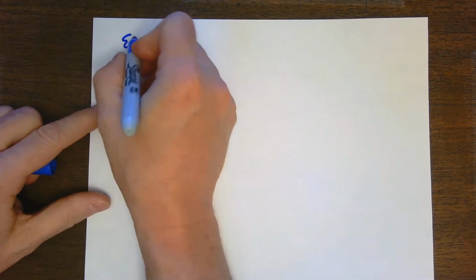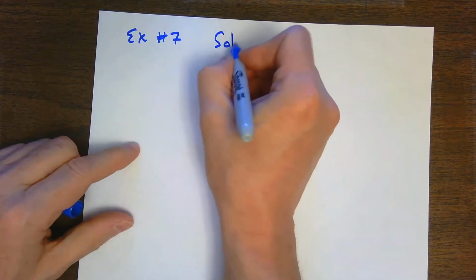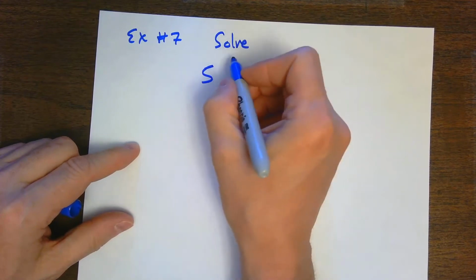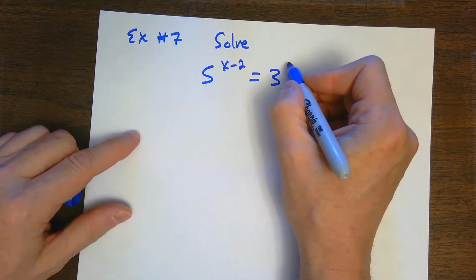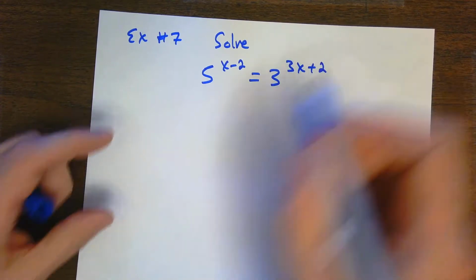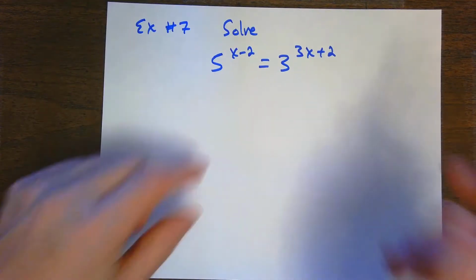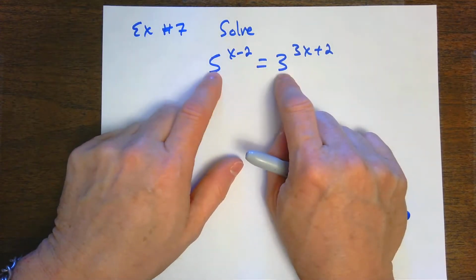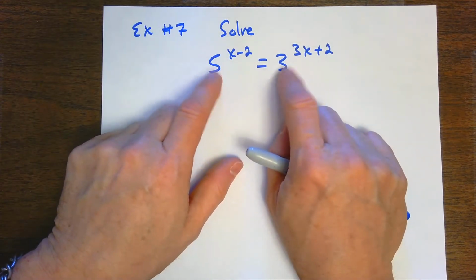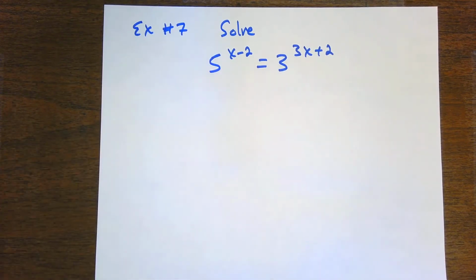Example number 7. I want to solve 5 to the power of x minus 2 equals 3 to the power of 3x plus 2. Now, we saw one similar to this earlier on in the chapter, but I could rewrite both of them with the same base. I think we dealt with one in class where it was an 8 and a 4, and I rewrote them both with bases of 2s. 5 and 3s, I cannot rewrite them with the same base. That is not going to work here.